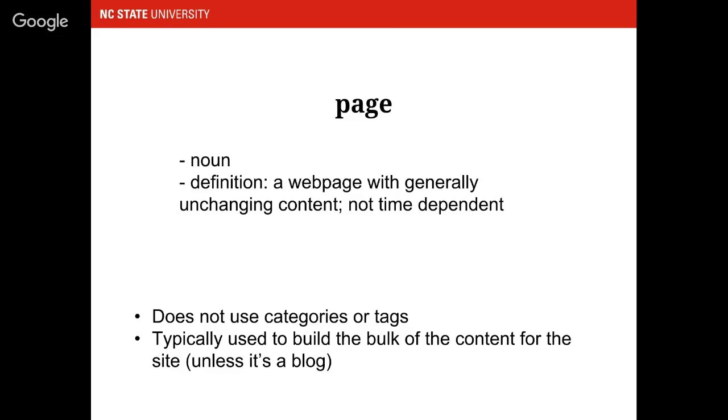So if that makes sense, a post is something that is linked to a particular point in time, and that point in time that it's linked to is somehow important to it. A page is going to be content that doesn't really change very often, is sort of durable content, and doesn't really have any connection to a point in time.